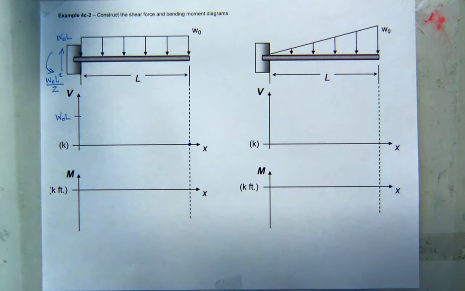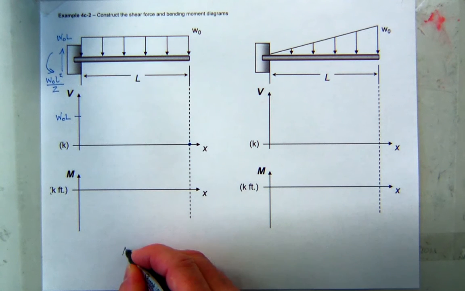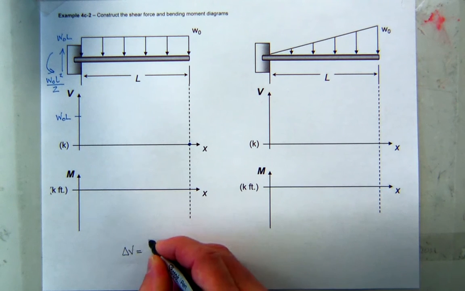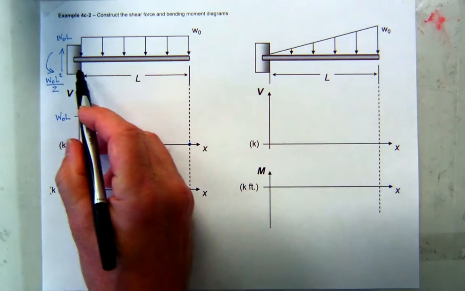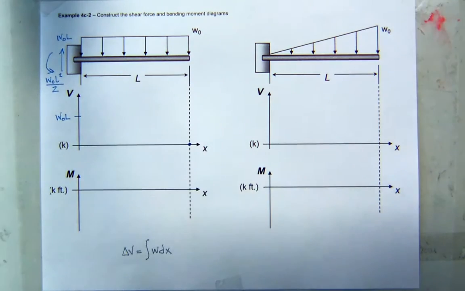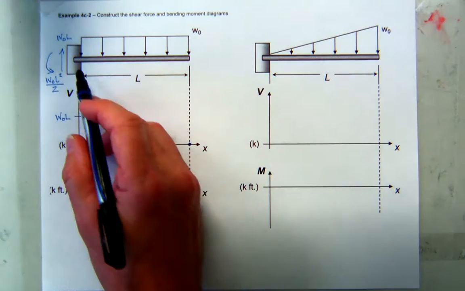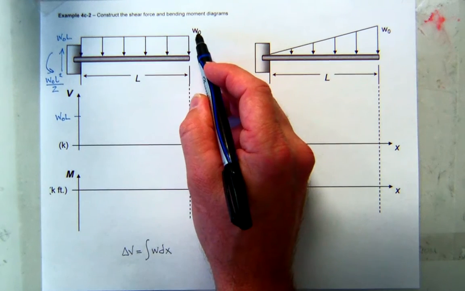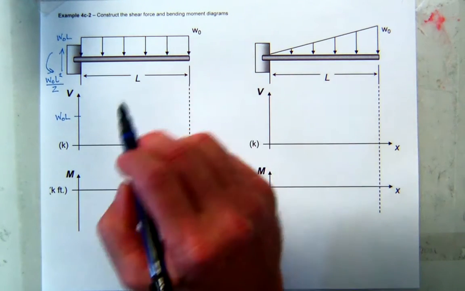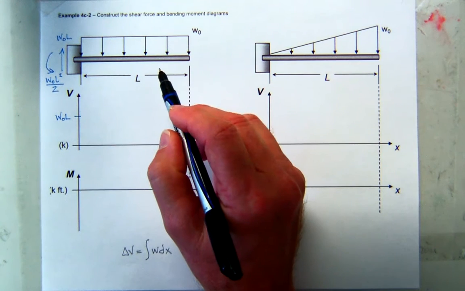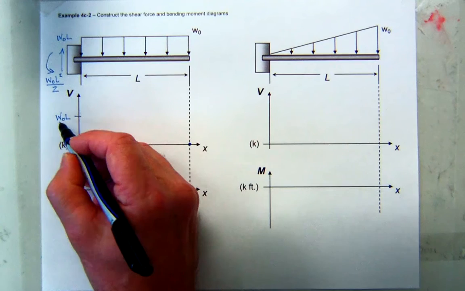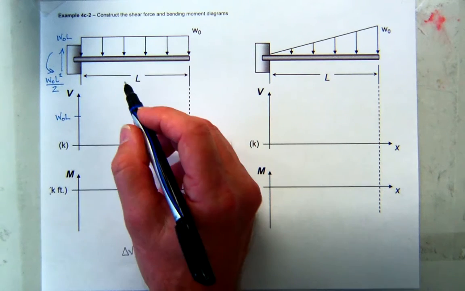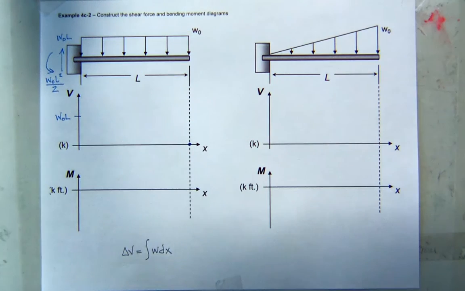So again, I know that the change in shear between 2 points is the area under the load curve. So what is the area under this load curve? It's a rectangle, base times height, so that's W naught L. And is that positive or negative area? What kind of load is that? Negative. So it would be a negative area. So I'm going to start at W naught L, and I'm going to add to it negative W naught L, and what do you know? I get 0. So I got my endpoints matched up.